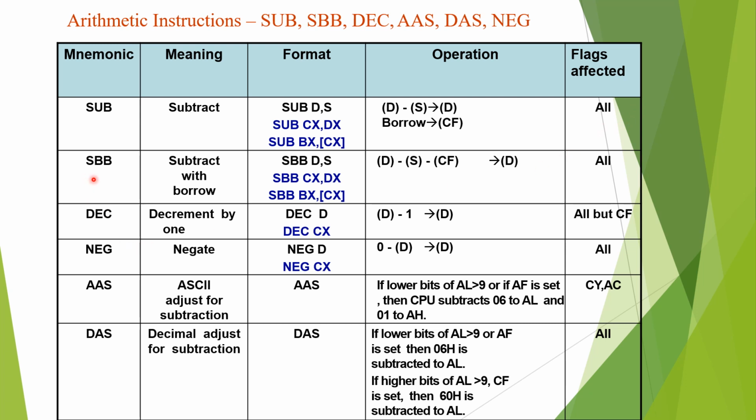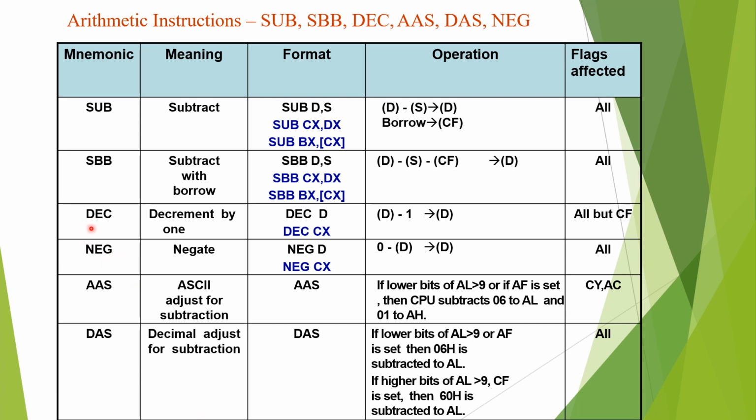Then the next instruction is subtract with borrow. Here, the same: SBB destination comma source. The destination contains a value and the source will also contain a value. The source value gets subtracted from the destination along with the carry flag, that is, 1 will be subtracted from the total value. That is stored in the destination. Upon executing this instruction, all of the flags get affected.